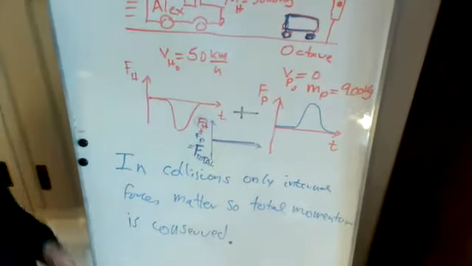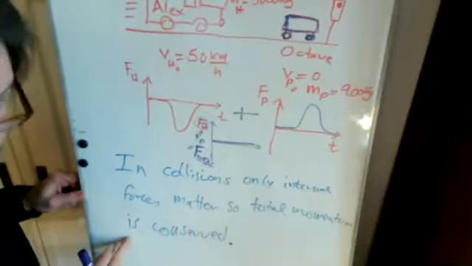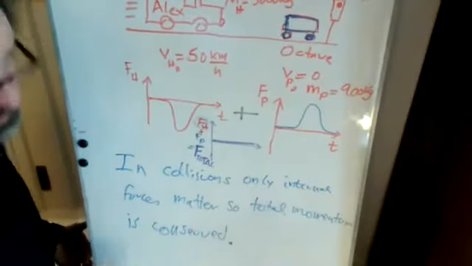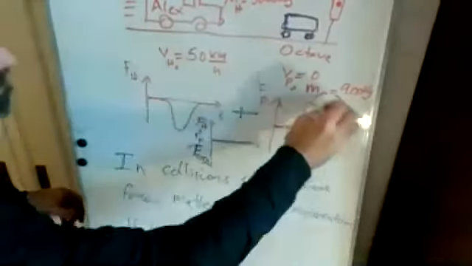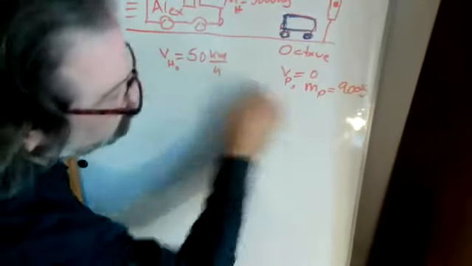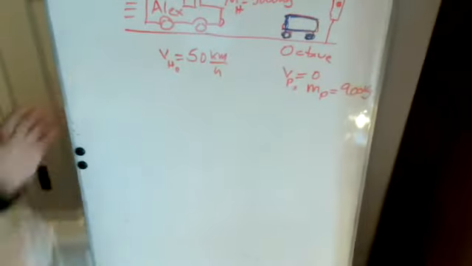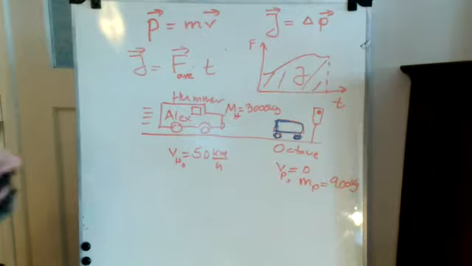Okay, so we have it now stated out here. In collisions, only internal forces matter, so total momentum is conserved. Let's apply that concept to our specific situation. So we're going to erase this stuff down here and then just go right in here and use that to find the answer. So let's take a look.